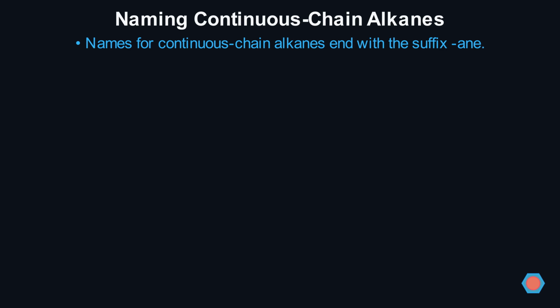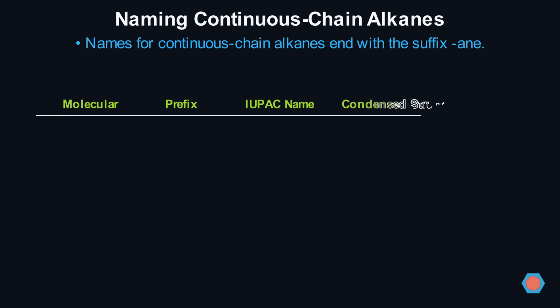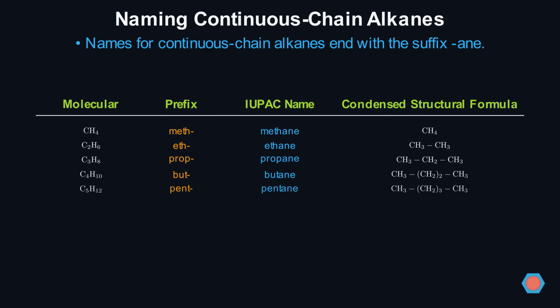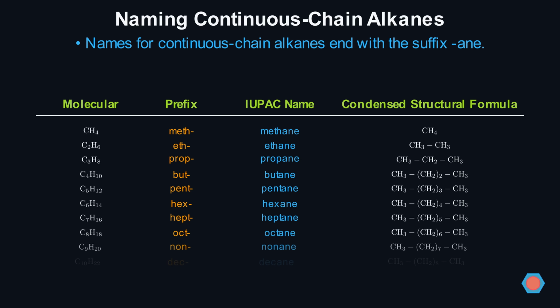Before we actually go into the rules for naming alkanes, let's take note of the following for continuous chain alkanes. For continuous chain alkanes, the IUPAC names for the first 10 end with "ane". For example, let's look at the names of the first 10 continuous chain alkanes. The first, methane, then we have ethane, propane, and all of that.